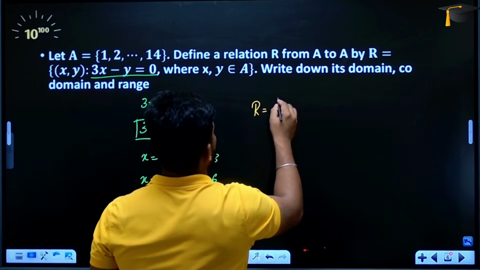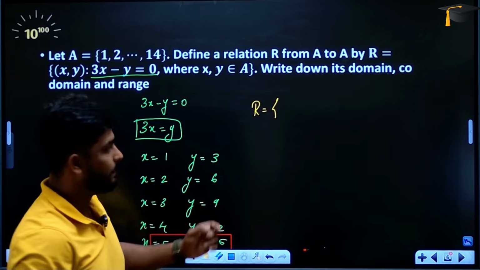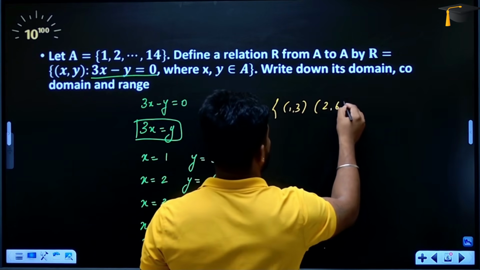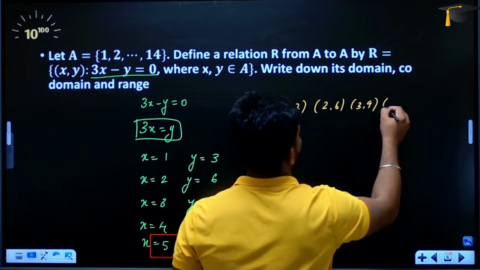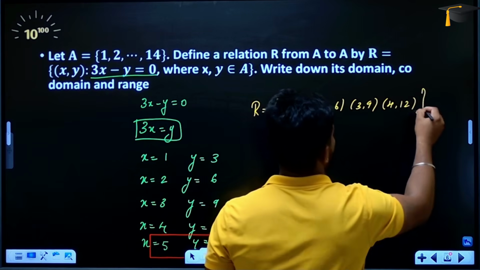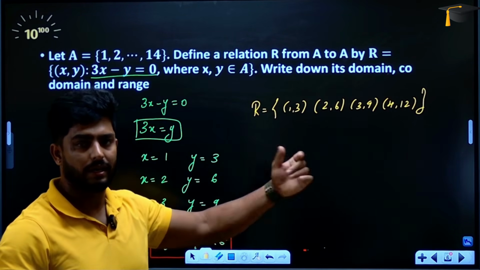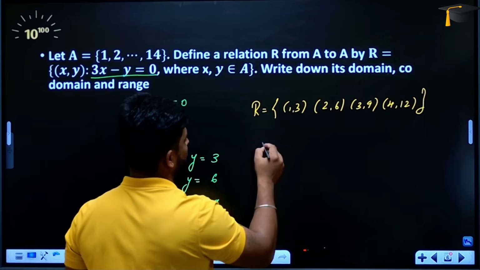So what is the relation, children? The relation here is (1,3). So write (1,3), next (2,6), next (3,9), next (4,12). That's it. So this is our relation. Okay, so to do this, it's actually 1 mark. Next, domain and range is 1 mark. So it's 2 marks. Okay, so 3 marks.